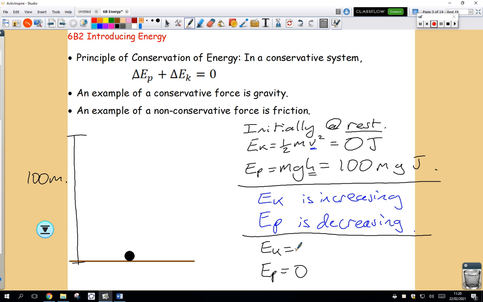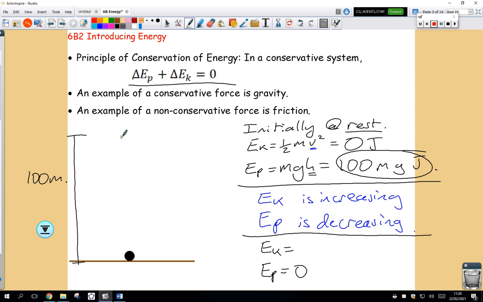And spoiler alert, that kinetic energy is going to be that quantity there, 100 mg. Guaranteed. Because ultimately the total change in energy is zero. So its total energy at the final position should be the same as its total energy at the initial position. We could use our old master equations of kinematics to show this.